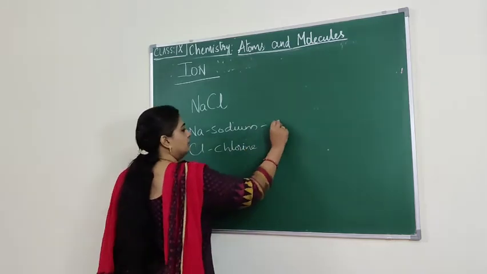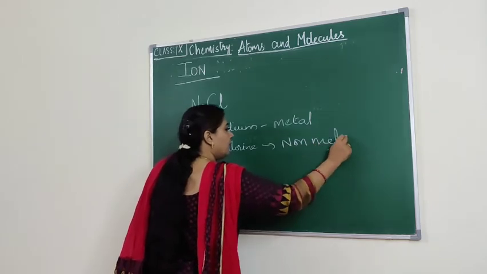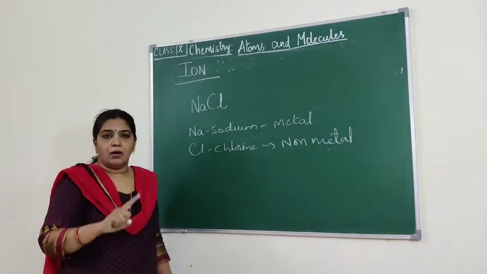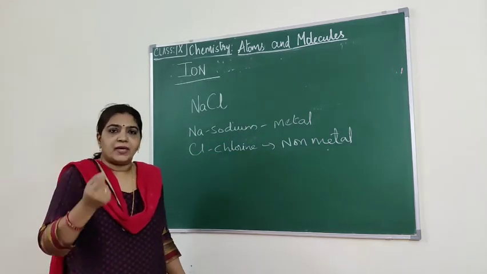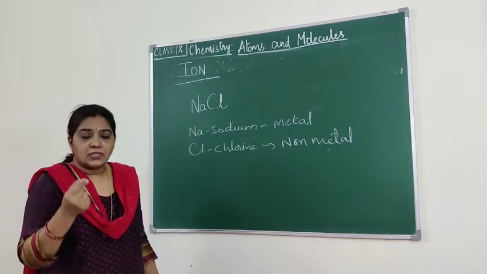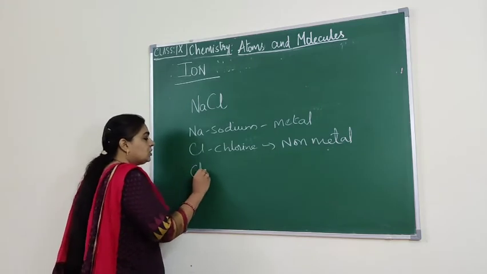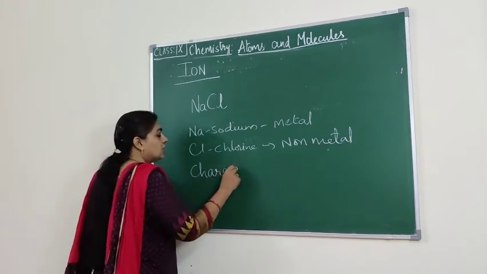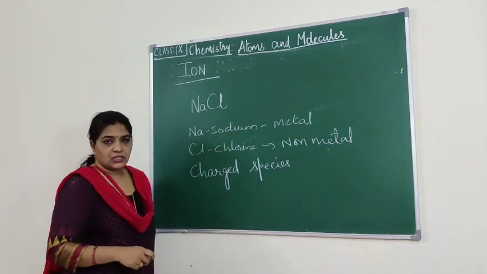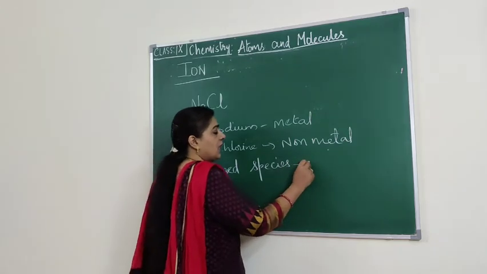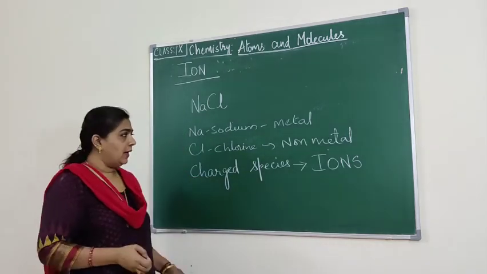Sodium is a metal. Chlorine is a non-metal. A compound which is formed out of a metal and a non-metal will have charged species. The charged species are called ions. So I will make you understand now.